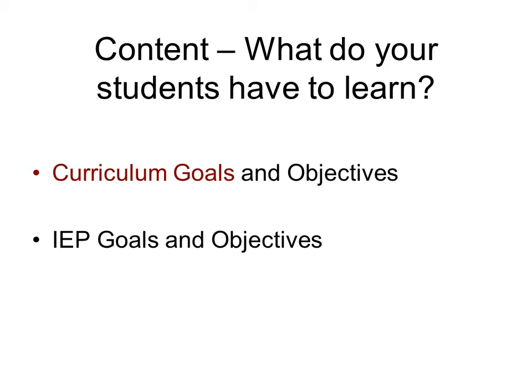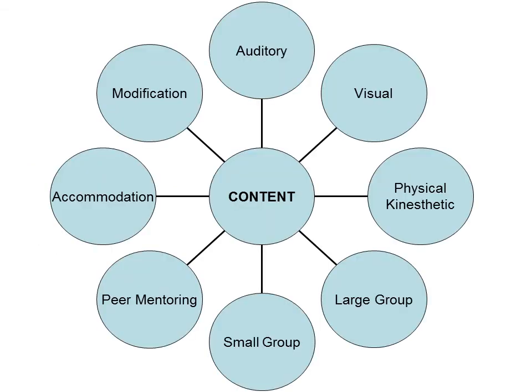Content is the curriculum. It takes into account your curriculum goals and objectives and the IEP goals and objectives of individual students. Here's an example of the many different paths approach. Content is in the middle, and all of these different items on the outside surrounding content are the many different paths that teachers can use to help students access the curriculum.